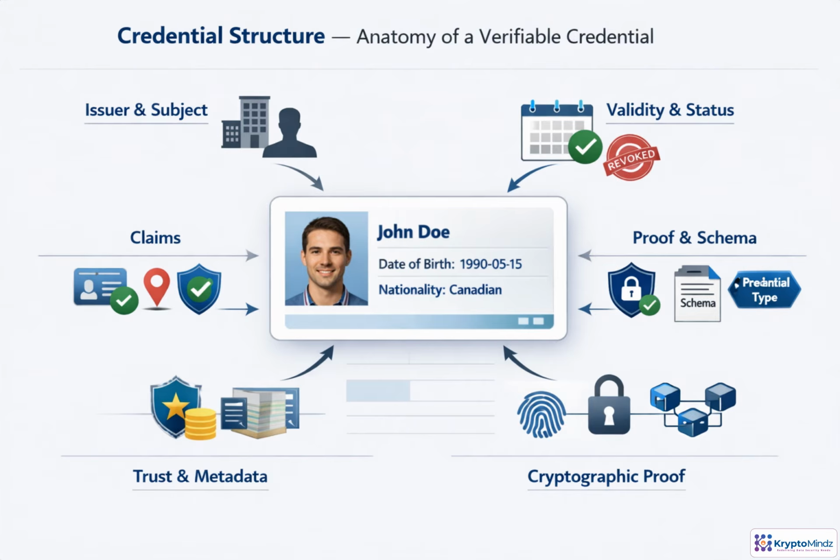A verifiable credential is essentially a signed data package. At the center are claims, concrete statements such as someone's name, birth date, or assurance level. Issuer and subject identifiers specify who made those claims and who they're about. Validity and status define the credential's active lifetime and whether it's suspended or revoked. Schemas and types tell software how to interpret the data consistently. Finally, cryptographic proofs and trust metadata allow a verifier to independently check authenticity and integrity.